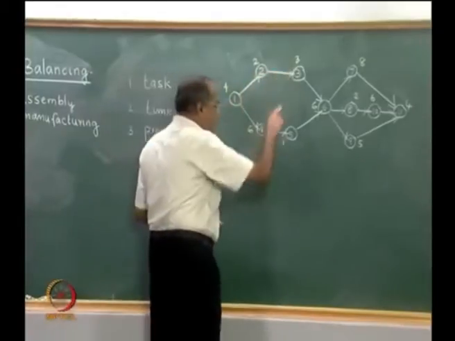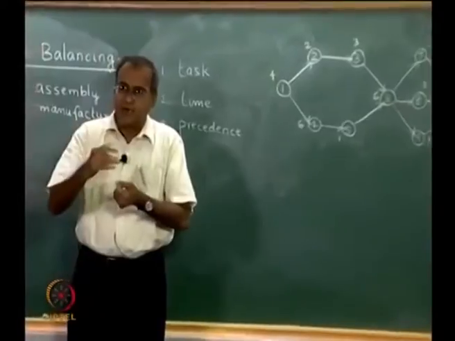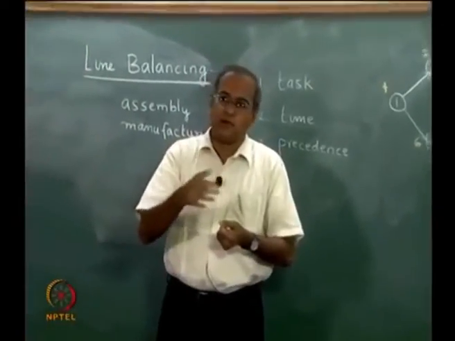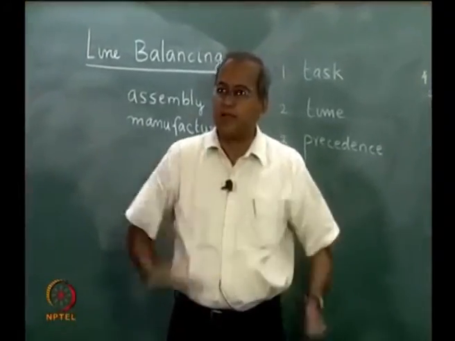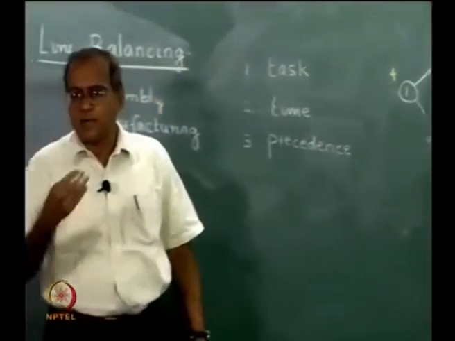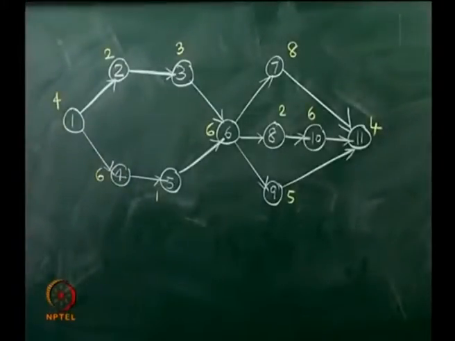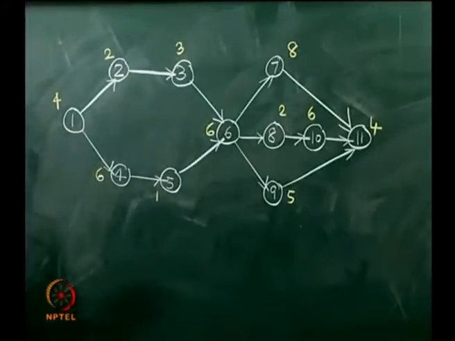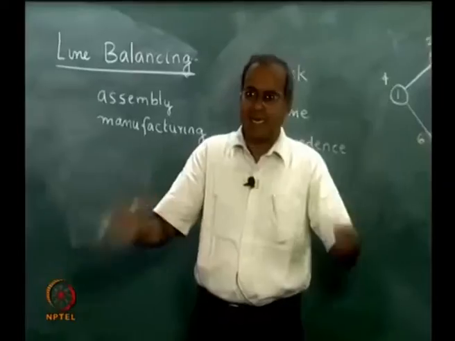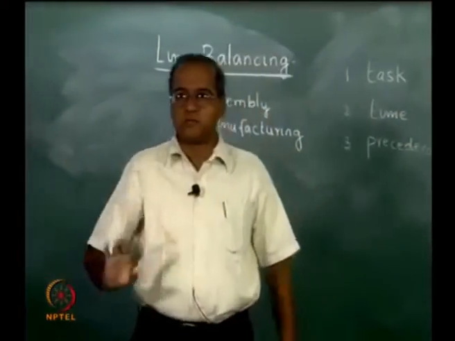Similarly, 3 and 5 should precede 6, which means 6 cannot be done till 3 and 5 are completed, and so on. So, the precedence relationships are captured in the form of these arcs on this network. Now, without loss of generality, we can assume that the order 1, 2, 3, 4, 5, 6, 7, 8, 9, 10, 11 is feasible. So, there is a feasible solution to this problem.